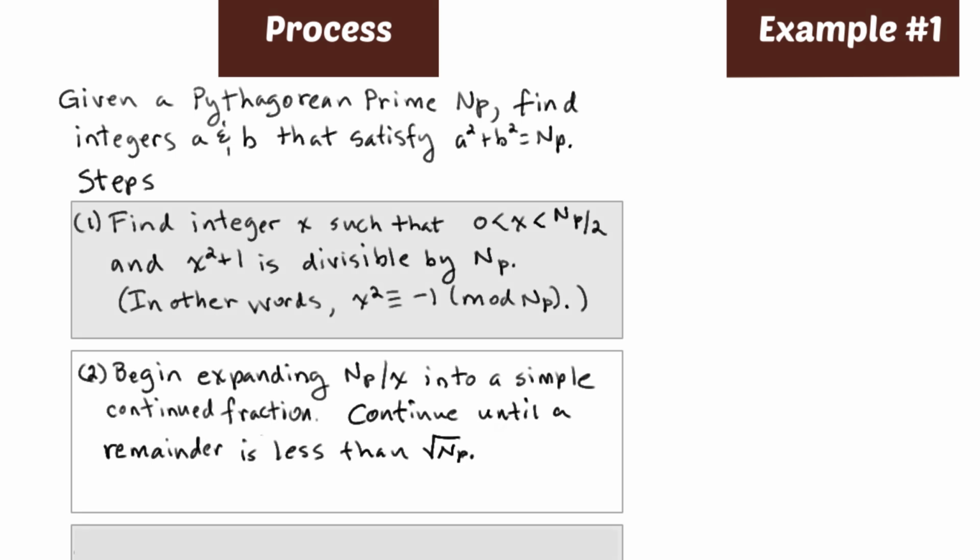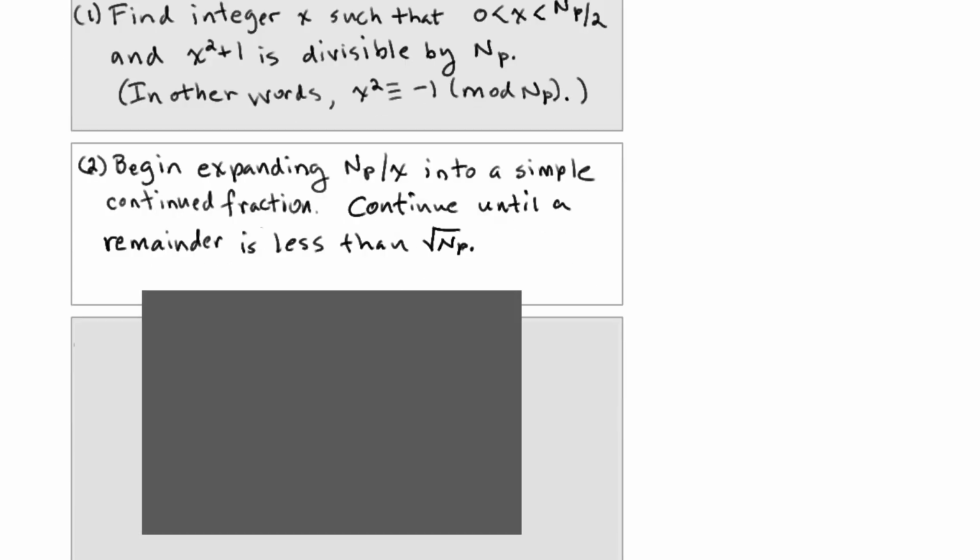Step 2. Begin expanding n sub p over x into a simple continued fraction. While you are doing this, keep an eye on the remainder. When a remainder is less than the square root of n sub p, you can stop. Let's pull up a blackboard and explain what is meant by a remainder. We have the remainders when we expand numbers into simple continued fractions. You just need to know where to look.